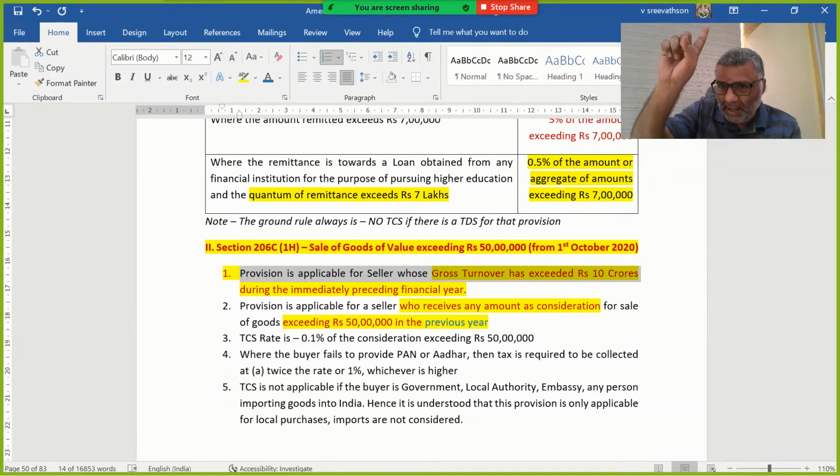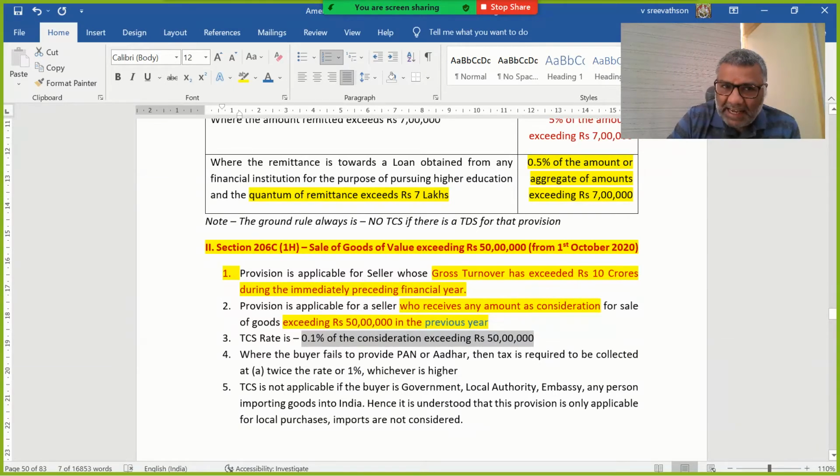That's what I said in 194O and 206C(1H), which have the same clarification. TCS rate: 0.1% of the consideration, not the whole consideration, but 0.1% of the consideration exceeding rupees 50 lakhs.